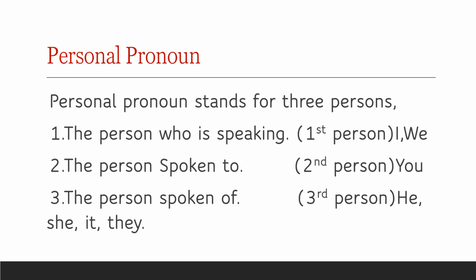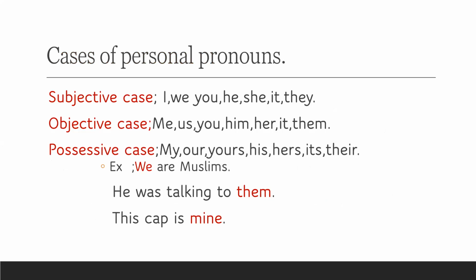First of all, we look at what a personal pronoun is. A personal pronoun stands for three persons. You know, the first person who is speaking, that is I and we. Second person to whom we are speaking, that is you. And the person spoken of is the third person. These are he, she, it, and they. So personal pronouns are used for these three kinds of persons. Now there are three cases of personal pronouns.